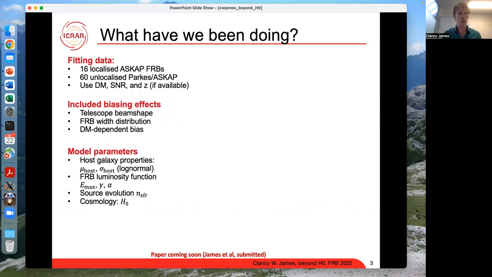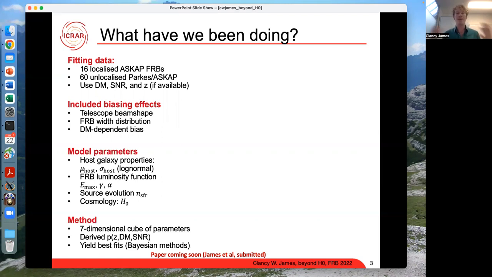And to model the expected values of dispersion measure, SNR and z, you have to model host galaxy properties, their contribution to dispersion measure via a log normal distribution, the fast radio burst luminosity function via maximum energy and cumulative slope gamma, and also the spectral dependence alpha. And we also have to include the source evolution, which we scale via a parameter n_SFR. Needless to say, cosmology, H0, we have to model that as well. And what we do is we put all this into a big 7-dimensional cube of parameters, derive the probability of these observations, and yield best fits via Bayesian methods.